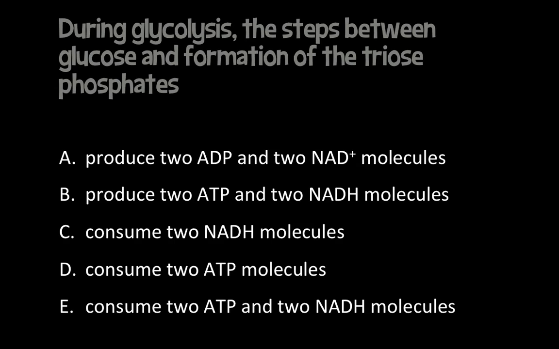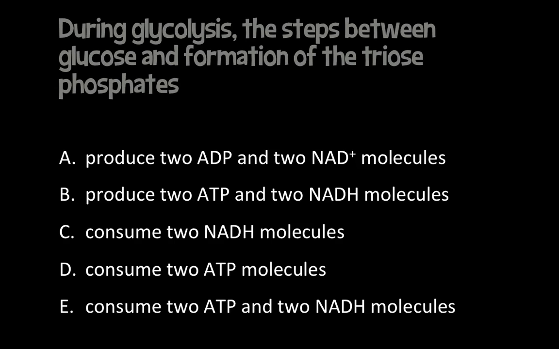Well, first of all, ask yourself, what is a triose phosphate? Well, triose means tri, 3, so it's a 3 carbon sugar with a phosphate group. When do you get 3 carbon phosphates? When do they initially form? That's in the aldolase reaction, where you split the 6 carbon sugar into 2 3 carbon sugars. So they're asking about the steps between glucose and that formation.